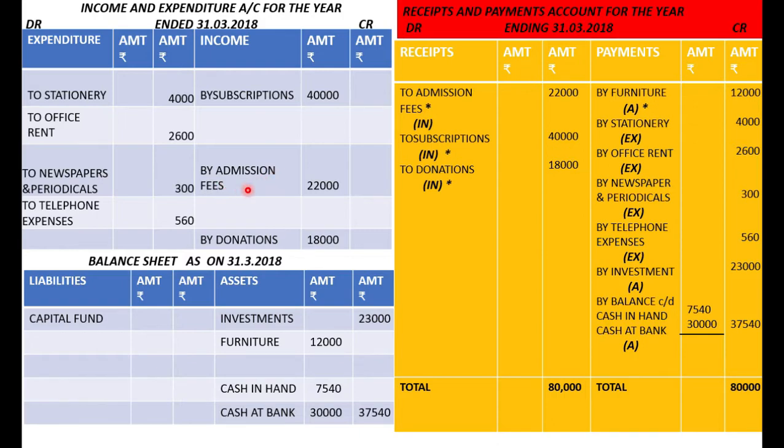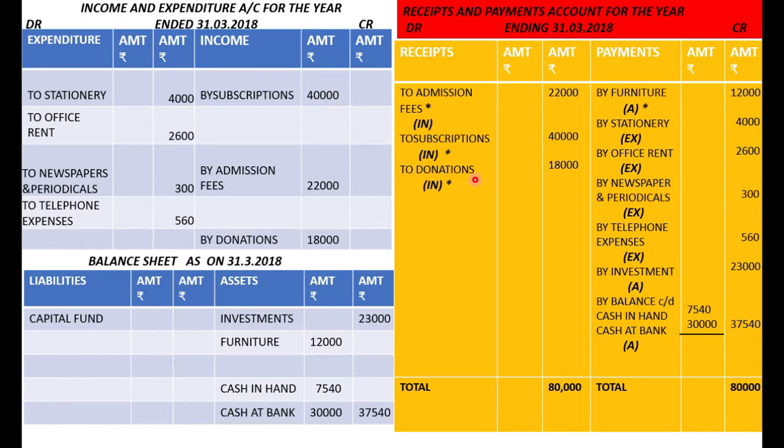By admission fees, 22,000. Amount is written in the inner column as there is an adjustment on admission fees, which we have denoted here with the asterisk mark. Next is to subscriptions, 40,000. It is an income, so on the income side of income and expenditure account, that is the credit side, we will write by subscriptions, 40,000. Amount is written in the inner column as there is an adjustment on subscriptions.